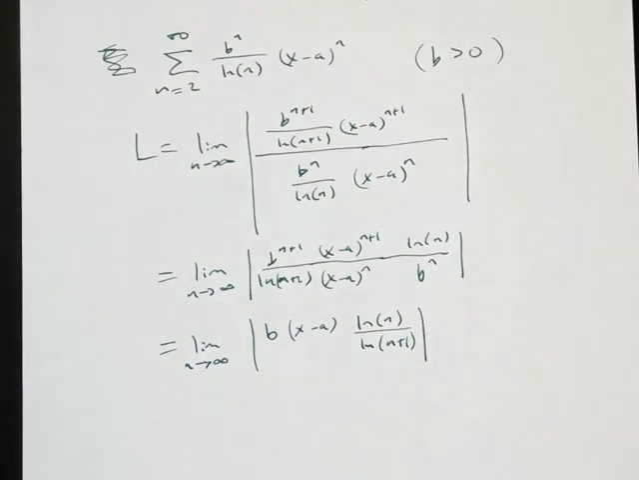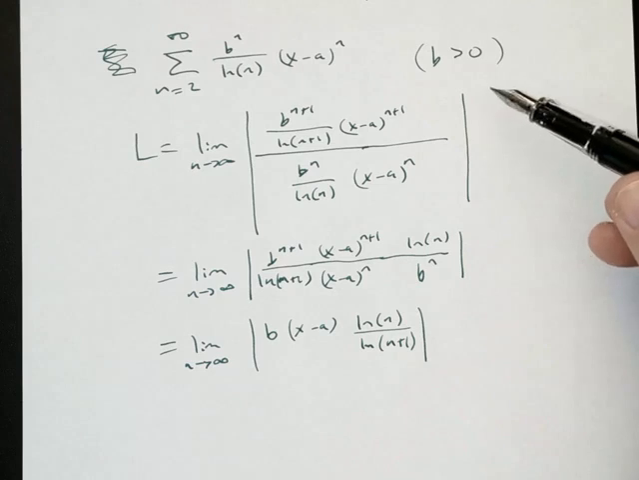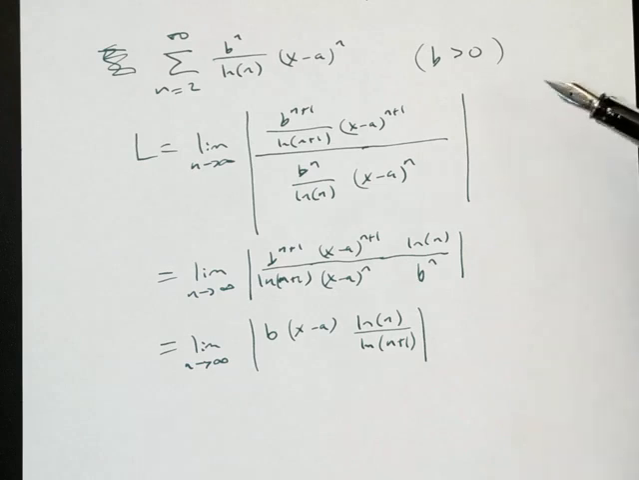Now, since b is positive, we were told that right here, and n is getting big, the logarithm terms are positive. The only thing that needs the absolute value is the x minus a part.